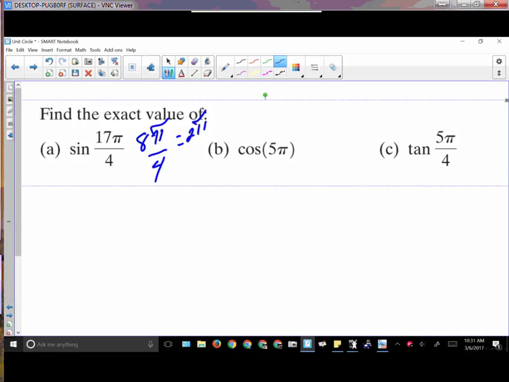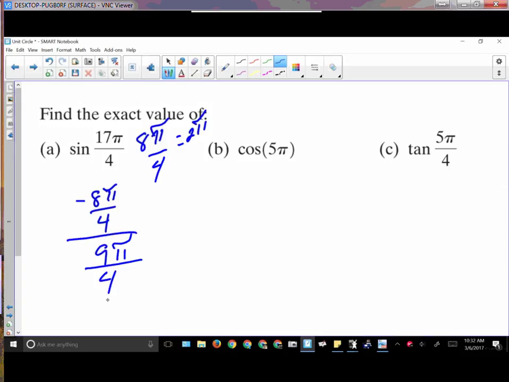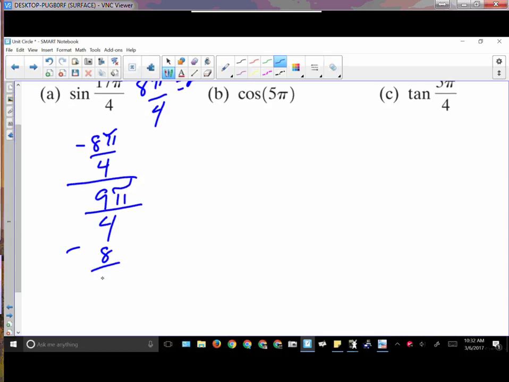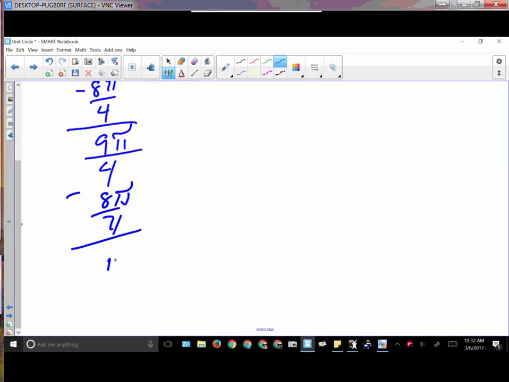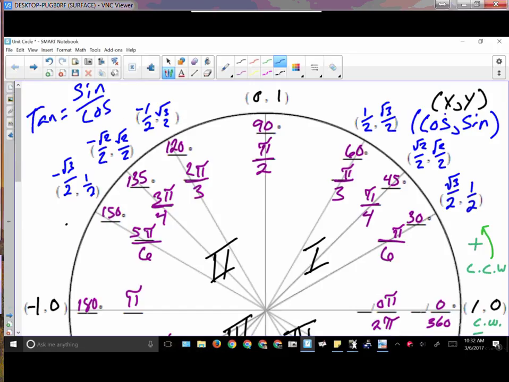So if I've got 17 pi over 4 and I take off an 8 pi over 4, what am I left with? Well, that would be 9 pi over 4. Can I take out another one? So if I take off another 8 pi over 4, I am left with pi over 4. So I go here, we're dealing with sine. Sine of pi over 4 is going to be square root 2 over 2. Okay, that's it.